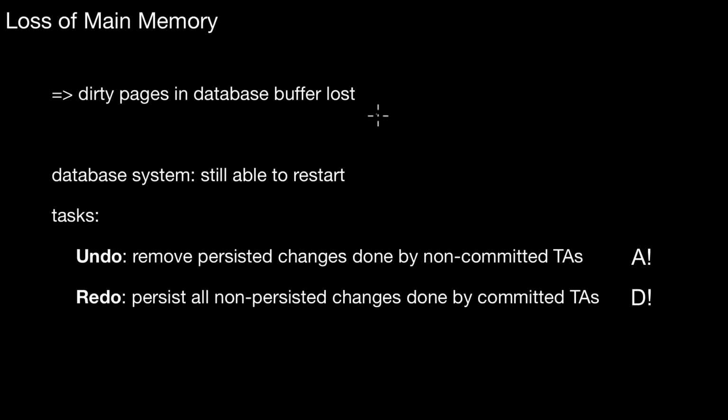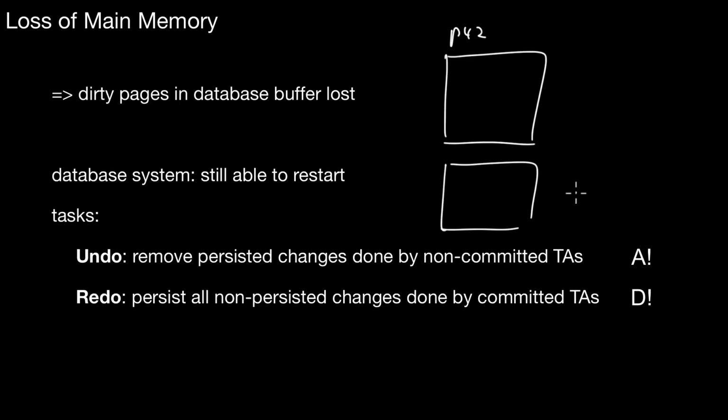Dirty pages may mean, again, what is a dirty page in our world here? Assume we have a page 42. And dirty means the page in the database buffer has a newer version. It's in a different state than the one in the store. So we have a copy here on disk. This is a hard disk, let's say. It's page 42 on hard disk.